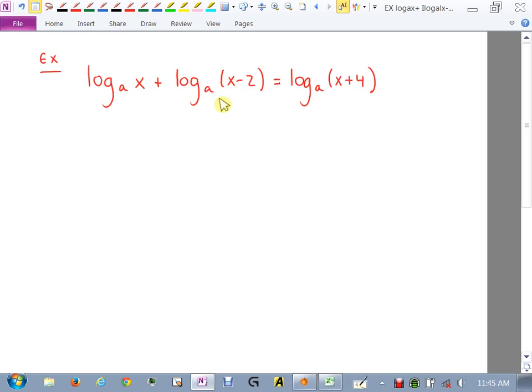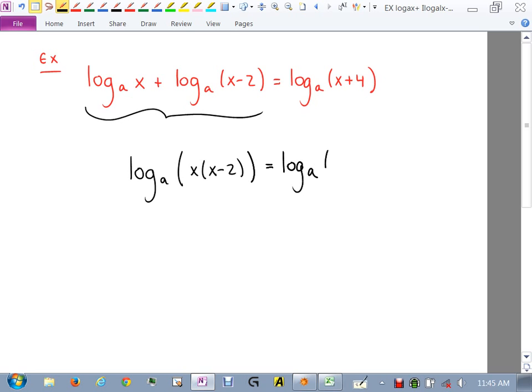But we had a single log on one side and a single log on the other side, didn't we? Here we have two logs over here. So if I'm going to try to do what I did on the first example, I need to first get those two logs together. Put these together. That's log base A of what? X times x minus 2. Good, right? That's what that is. The other side is log base A of x plus 4.